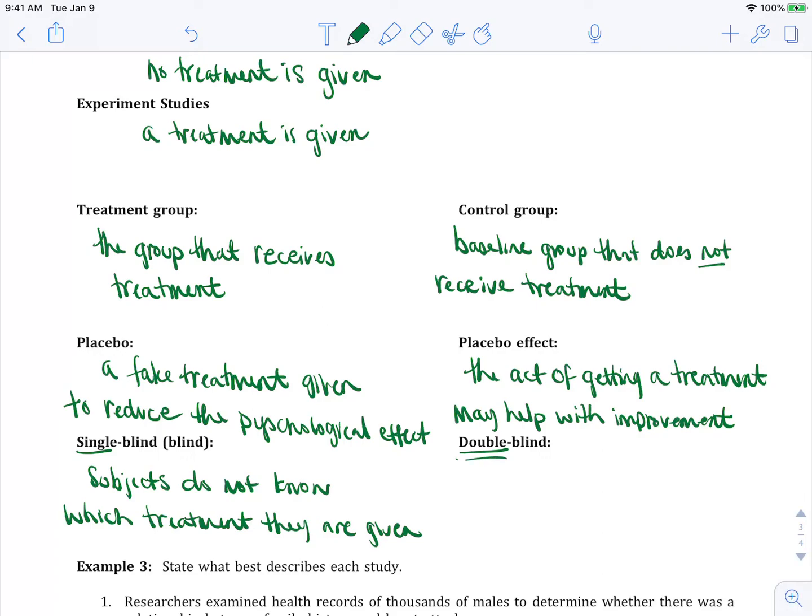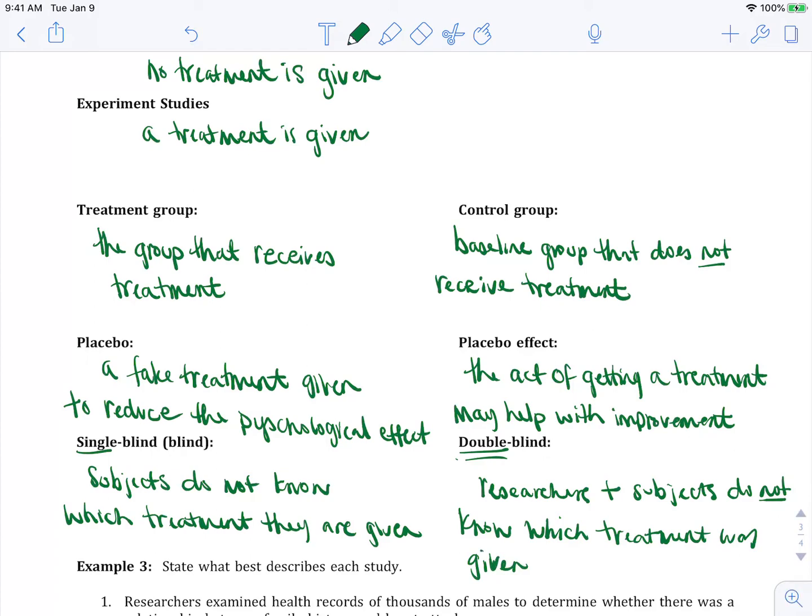Where double blind, this means researchers and subjects do not know which treatment was given. This really does help when it's double blind, because especially if, say, a doctor is really behind this medicine that they really want to get FDA approved, they might have biases and they might lead patients into believing certain things. And because doctors have a lot of power over us because we believe in them, right? So if they don't know who's receiving the treatment, then they can't do that. So it is nice to have a double-blind study.